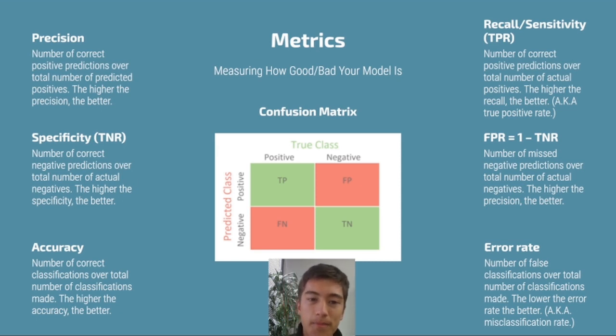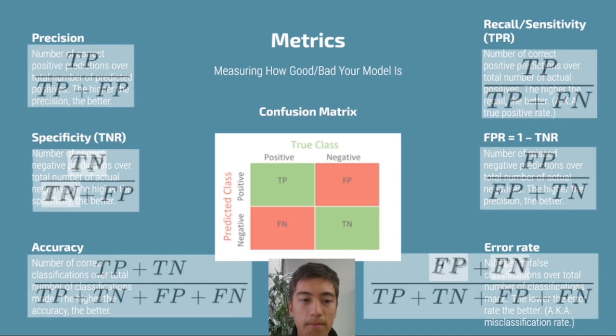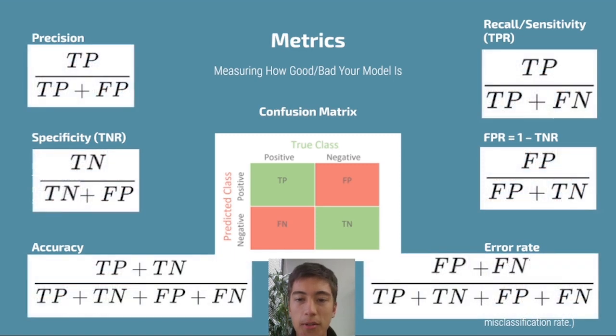So in the confusion matrix, in the upper left-hand corner, it'll list the number of true positives. In the upper right-hand corner, it'll list the number of false positives, in the lower left-hand corner, the number of false negatives, and in the lower right-hand corner, the number of true negatives. And so using those numbers, like I said, we can calculate all these other metrics using these equations right here.